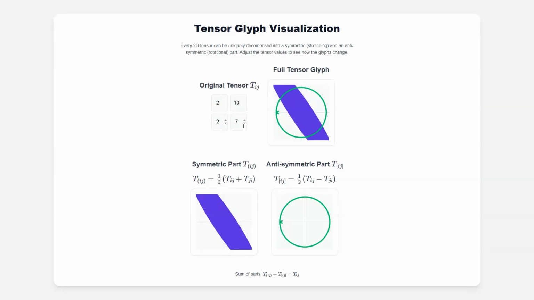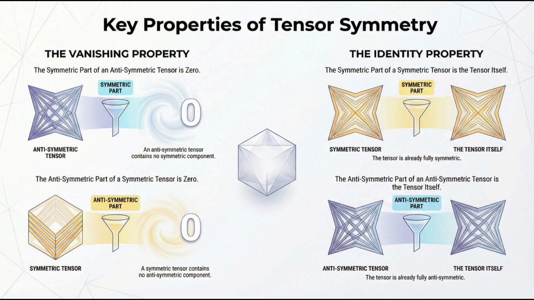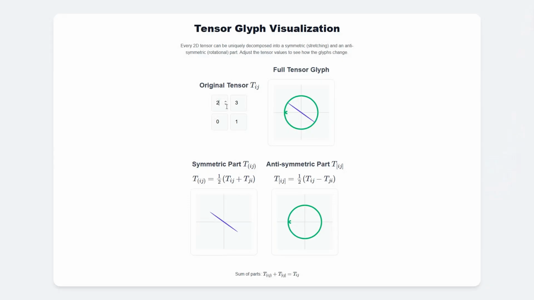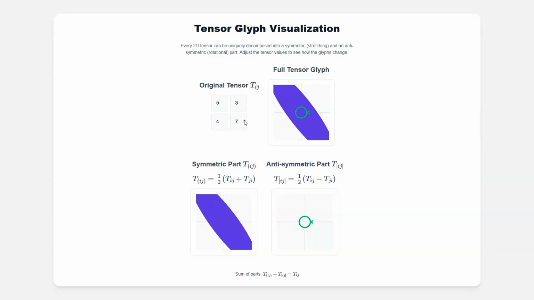And finally, here's where it all clicks together. The full, sometimes complex transformation that you see from the whole tensor, it's literally just the combination of those two simpler visuals, the stretching ellipsoid and the rotational arrow working together. Grasping these concepts gives you a clear roadmap from some pretty intimidating algebra right into a tangible physical intuition.